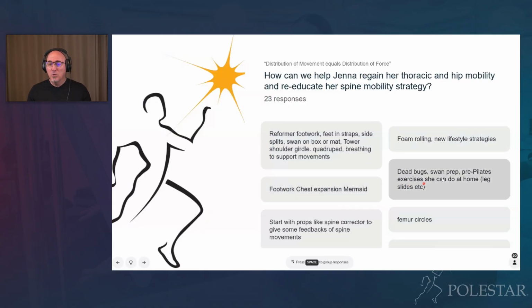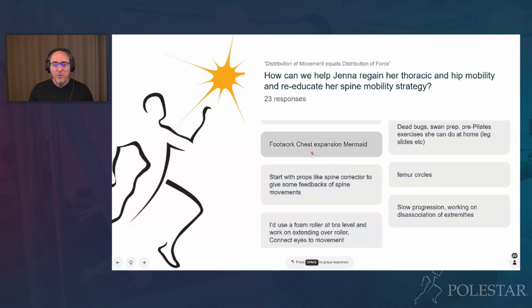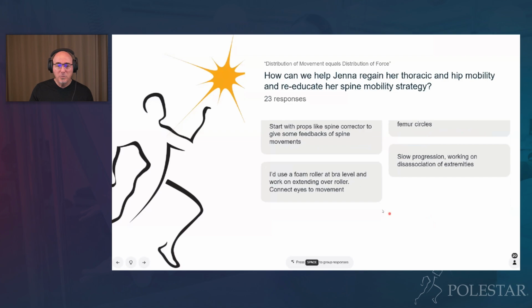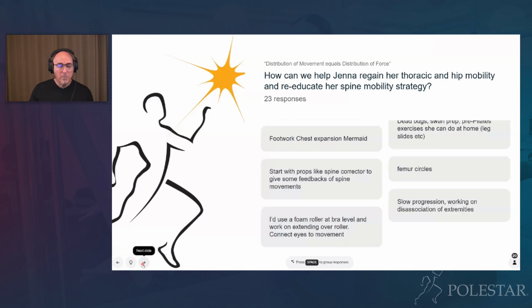I also see some good stabilization work here. Dead bugs, swan prep, pre-Pilates exercise that she can do at home. Love it. Footwork, chest expansion. Yes, yes, yes. Femur circles to get the hip mobility. Foam roller to get that thoracic mobility. Some good stuff. Excellent, everybody.